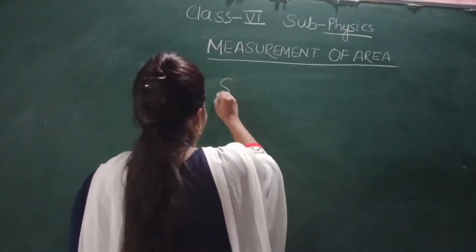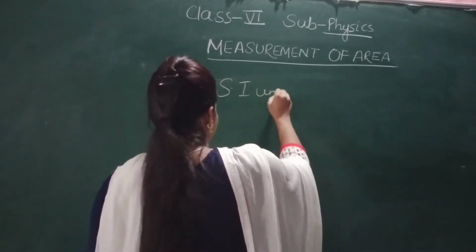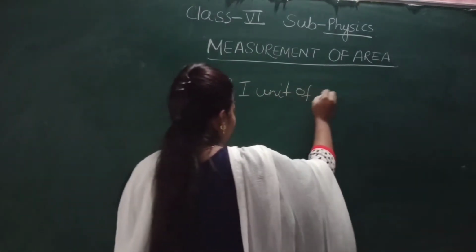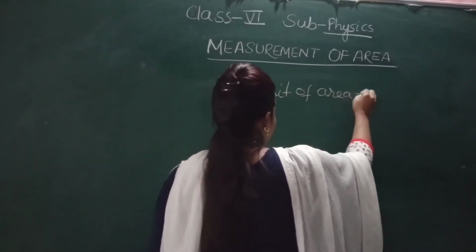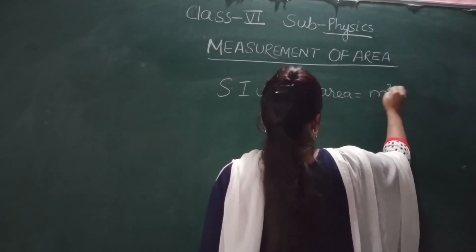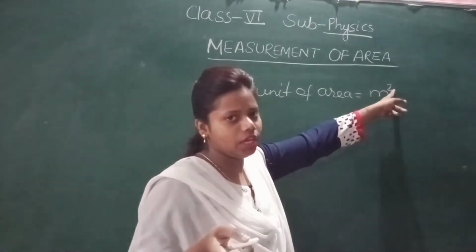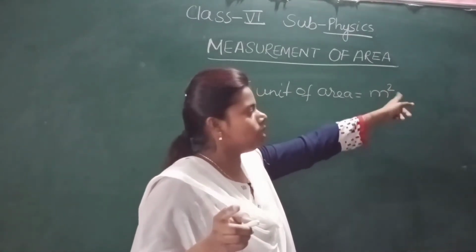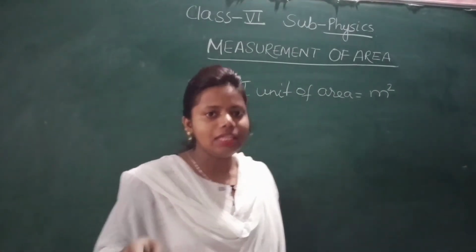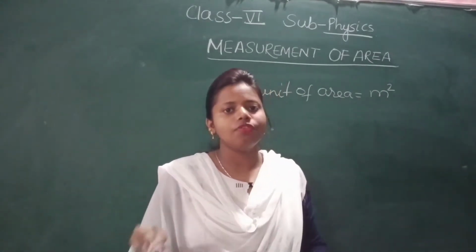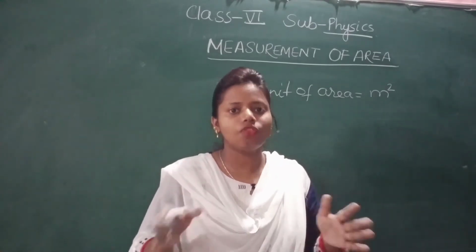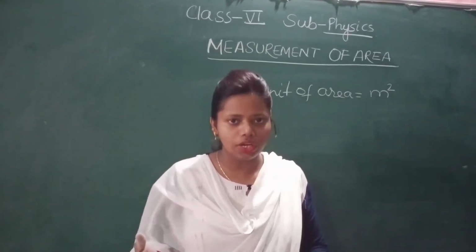Now see here, the SI unit of area is meter square. What is the symbol? m, which means meter, and this 2 means square, which is the power. So meter square. To find a smaller area, we will use a smaller unit.